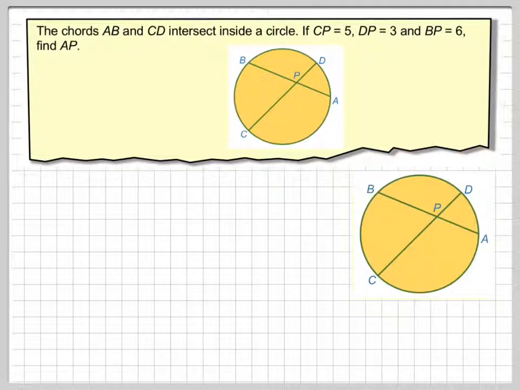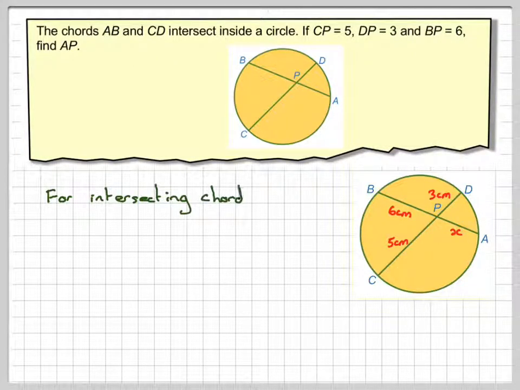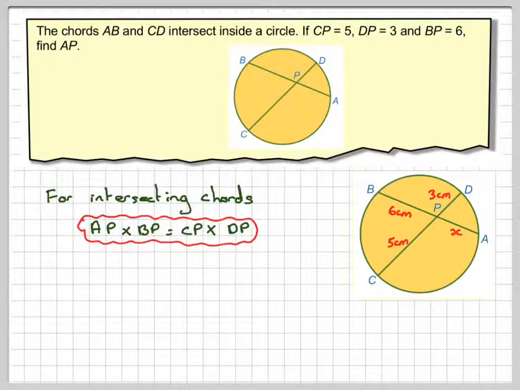So if you annotate the diagram, this is 5, this is 3, this is 6 centimeters, and we'll call this one here X, which we've got to find. The formula for this is AP times BP is equal to CP times DP. So we've got X times 6 is going to be 5 times 3.